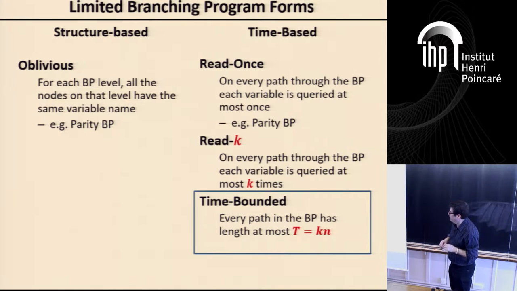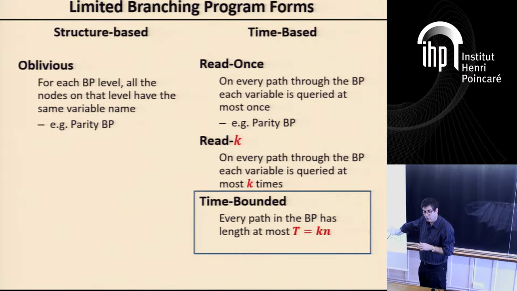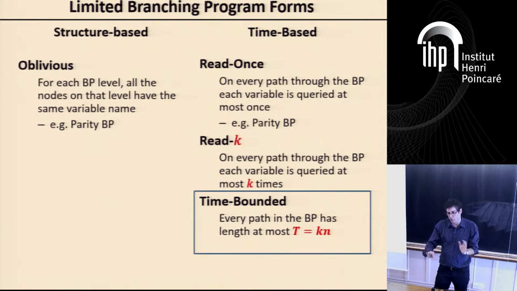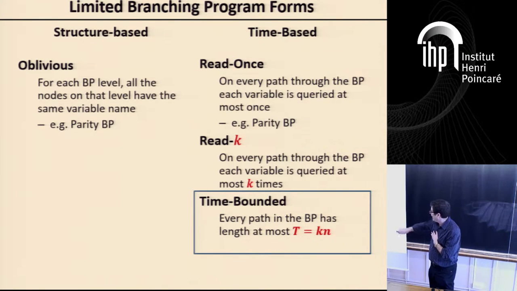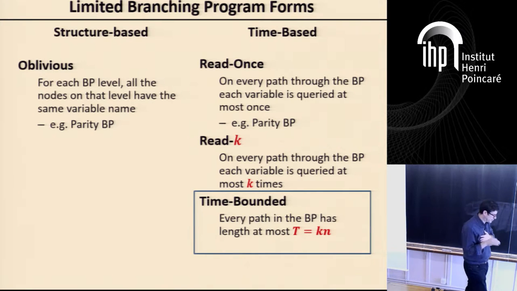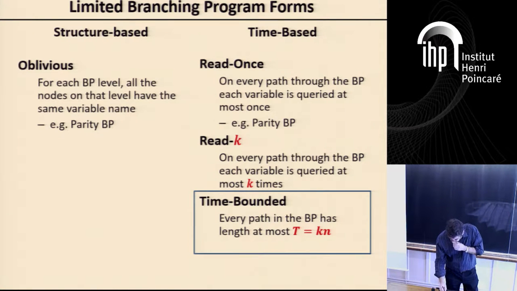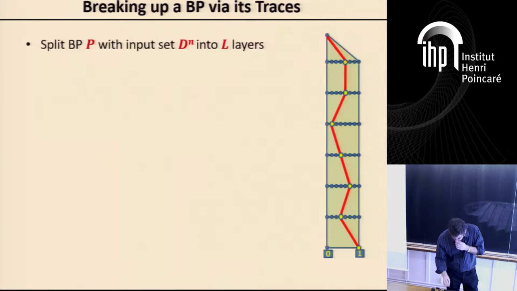So we're going to talk about now the only restriction. These are general branching programs. The only thing we're going to say is their time is k times n. So here's how we start thinking about things. This isn't a lower bound just yet. This is just how we think about these problems of branching programs.